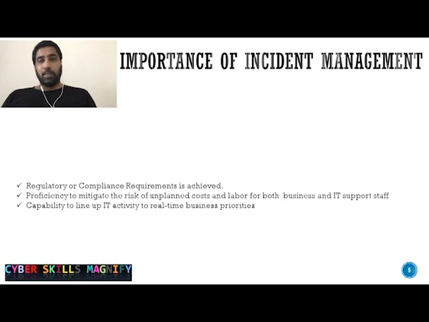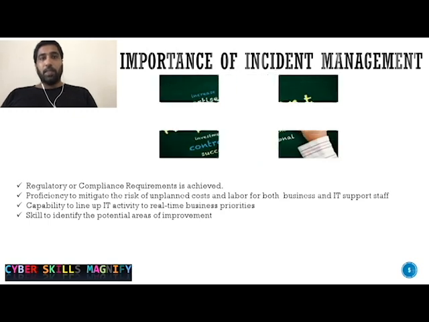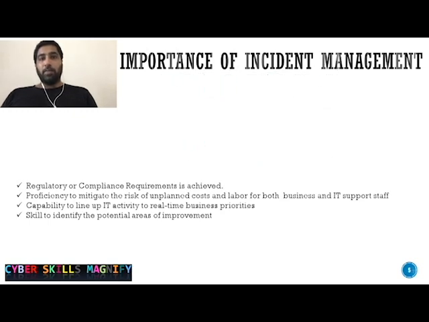aligned with business strategies. Now, if you go in for any certifications such as CISA, CSM, CISSP, CRISC, or any of that sort, you will always find that they consistently repeat the same thing, that IT has to always be aligned with the business. The next point, skill to identify the potential areas of improvement.